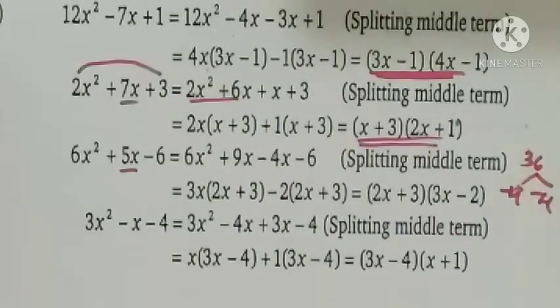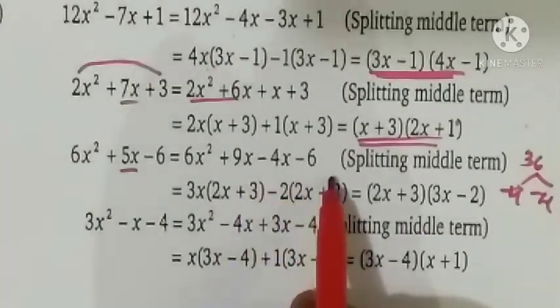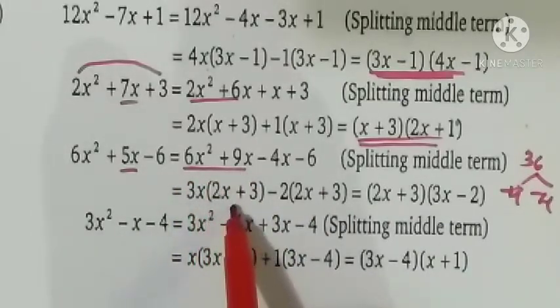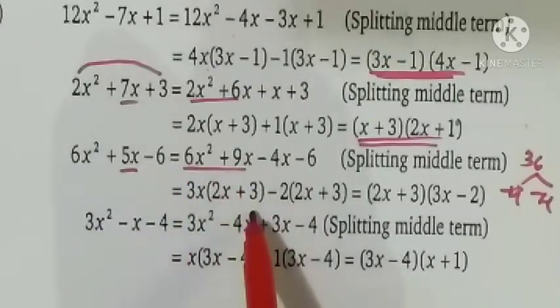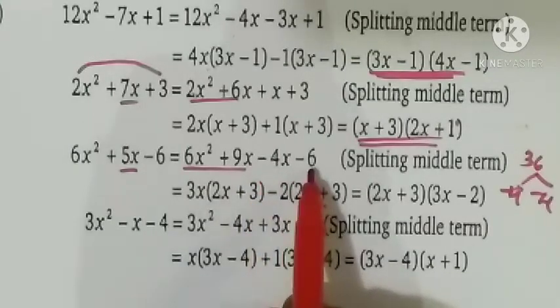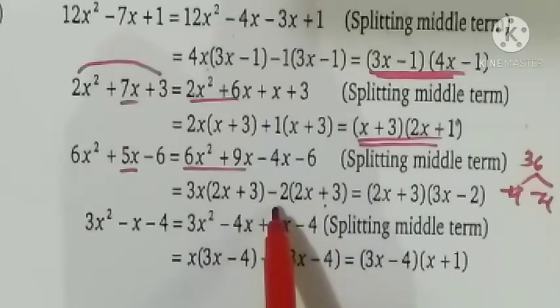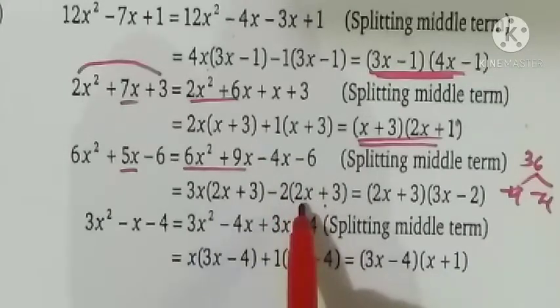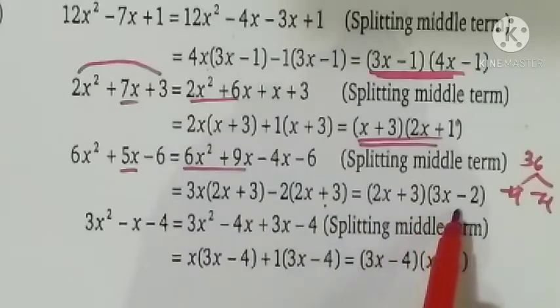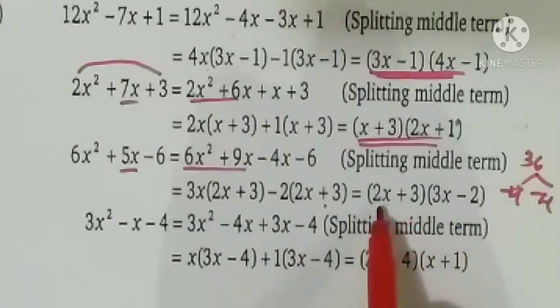So we will get 6x square plus 9x minus 4x minus 6, and here what is the common? 3x bracket 2x plus 3. Again we want 2x plus 3 in the bracket, therefore from this what we have to take? Minus 2 only. So minus 2 into 2x plus 3. Now what is common? 2x plus 3. So the remaining term is 3x minus 2.